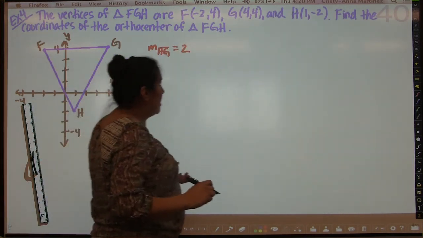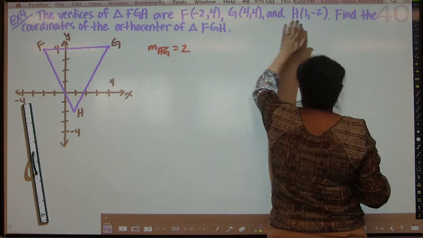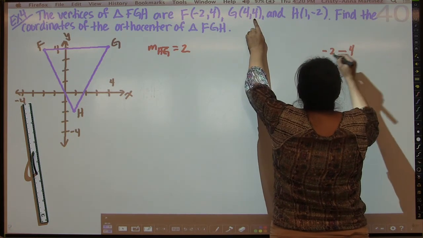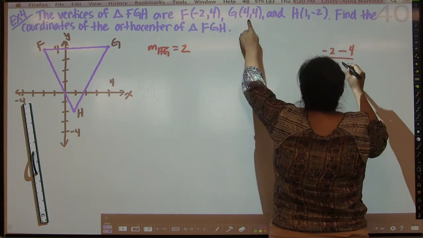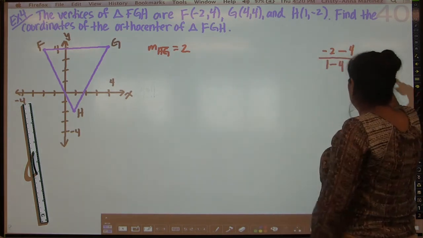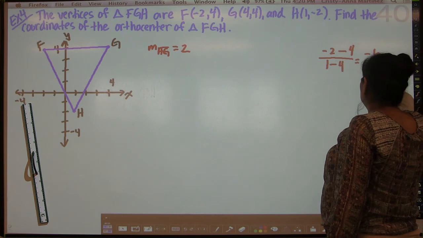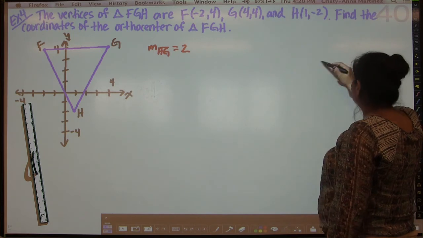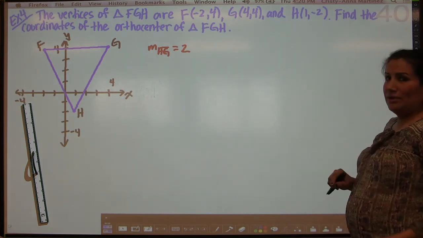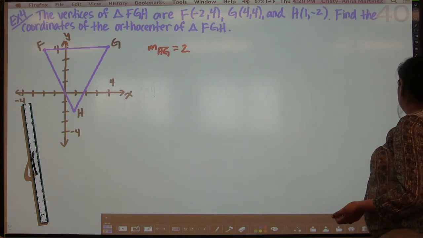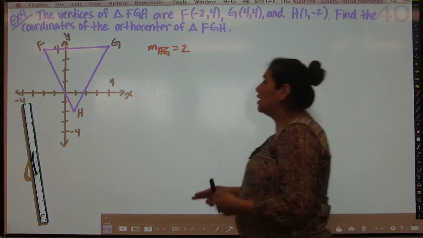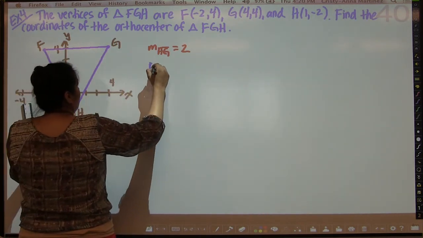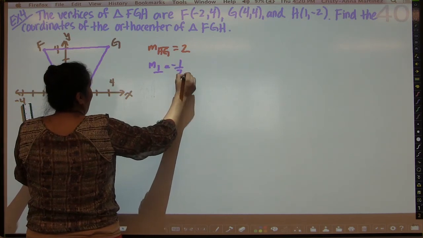Now if you're not convinced about that, you can take point G and H and calculate the slope yourself. You can go y2 minus y1 over x2 minus x1. And -2 minus 4 is -6, and 1 minus 4 is -3, and -6 divided by -3 is in fact +2. So whether you choose to do it with the slope formula or just by looking at the graph, the slope is 2. But what I want is a slope that is perpendicular to this, right? I want the line to be perpendicular. So my slope is going to have to be -1/2.